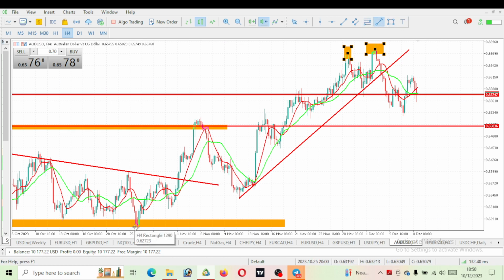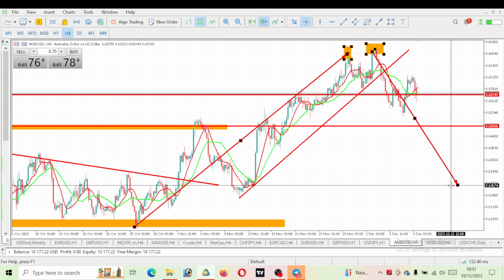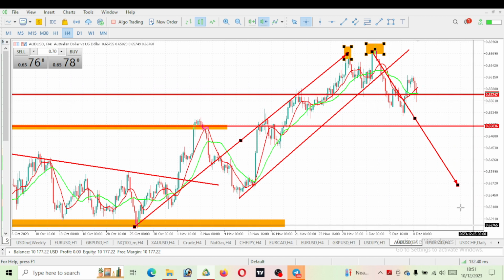Take a look at this AUD USD. It was literally trending up, it was going bullish. But right now, we are having a reversal move. Basically, this AUD USD would be dropping downward to this level of 0.63. You can see it here. Currently, we are trading at 0.65. AUD USD will be dropping to a level of 0.63.